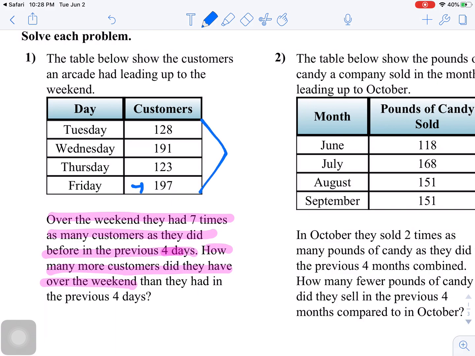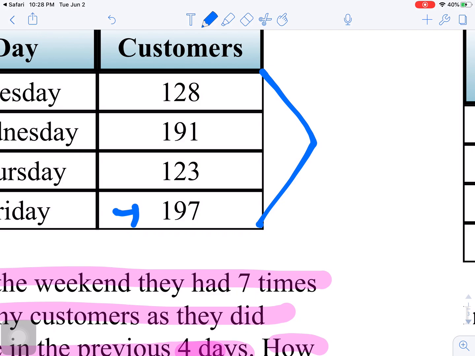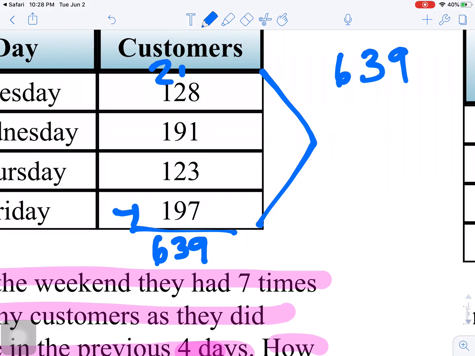So let's add them up. I'm going to keep them this way so I can add them. I'll zoom in. I know that 7 plus 3 is 10, plus 8 is 18, plus 1 is 19. That equals 19. I regroup my 1. 9 plus 9 is 18, 19, 20, 21, 22, 23. I like to group my bigger numbers, if you haven't noticed. That gives 639 customers in the previous 4 days, but then they had 7 times that amount.